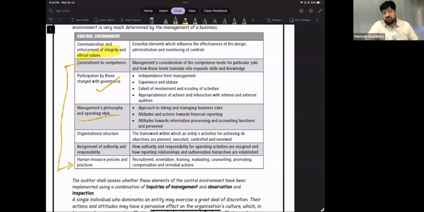What is management's attitude toward controls related to financial statements? If management is not giving importance to controls, how can you expect staff to give importance to them? Yes, this is interlinked. Then organizational structure, hierarchy, how it works, how authority is delegated, and how accountability is ensured. Is there a systematic process or not?